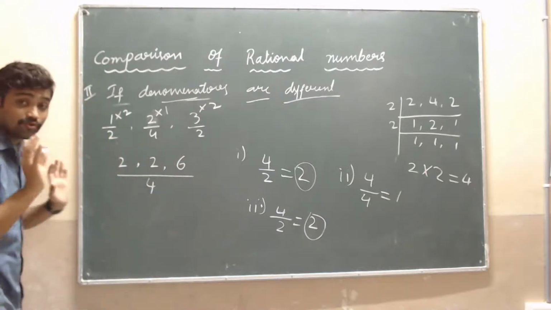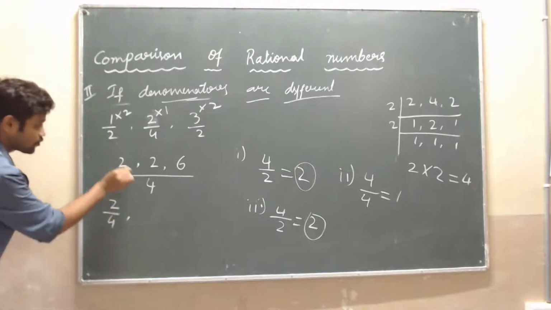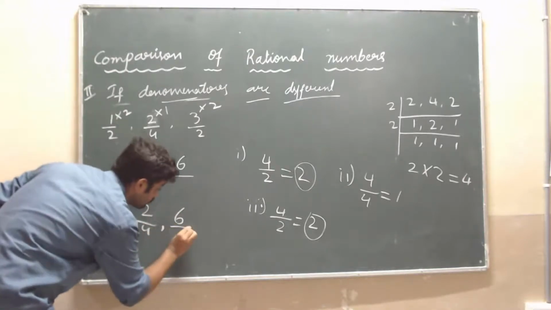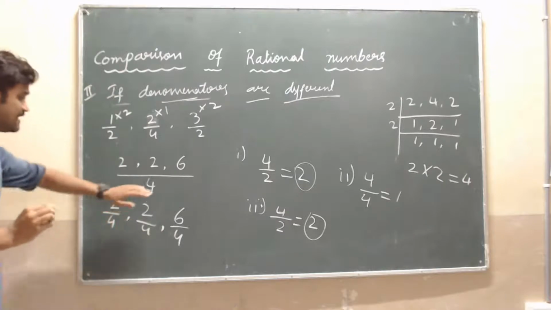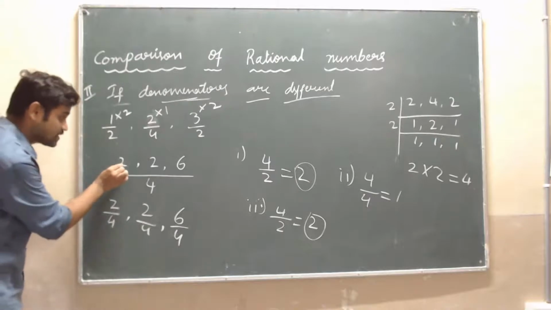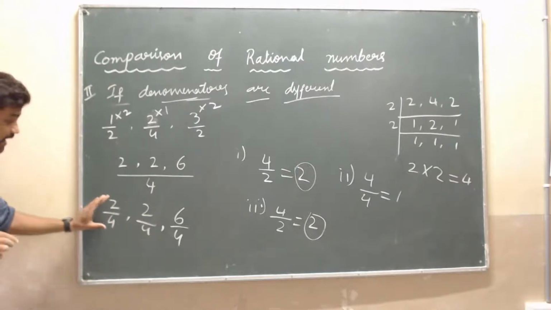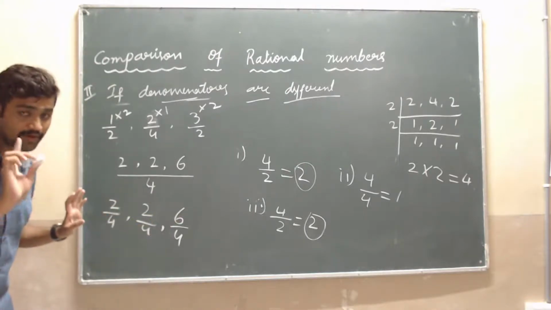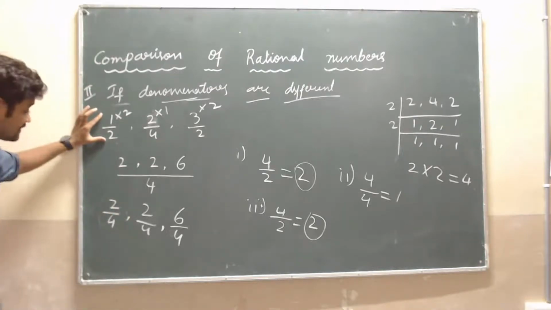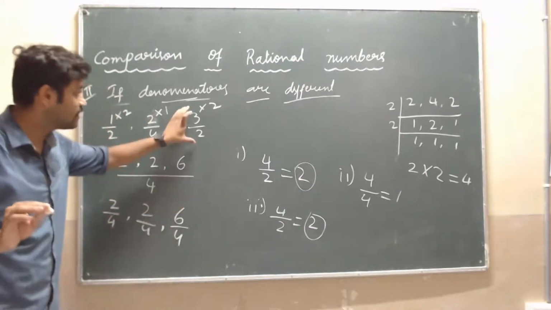Then we have to write, see here, I will write it like this: 2 by 4, comma, 2 by 4, comma, and 6 by 4. Shall I write like this? Why, sir? I have just distributed this 4 to all the numerators. 2, 2, 6, whole divided by 4. That is 2 by 4 is the answer of 1 by 2, isn't it? Then here 2 by 4 is the answer of the same, 2 by 4 only. Then 6 by 4 is the answer of 3 by 2.